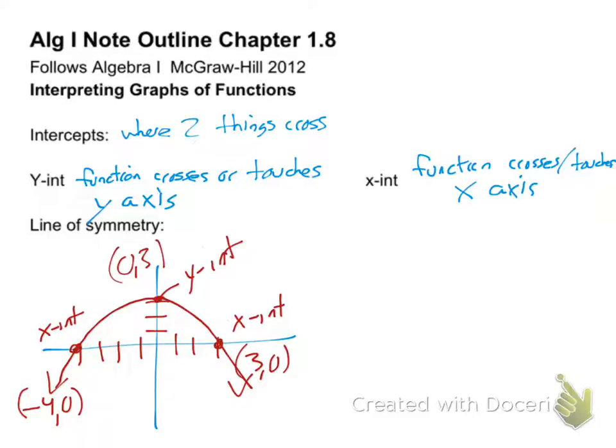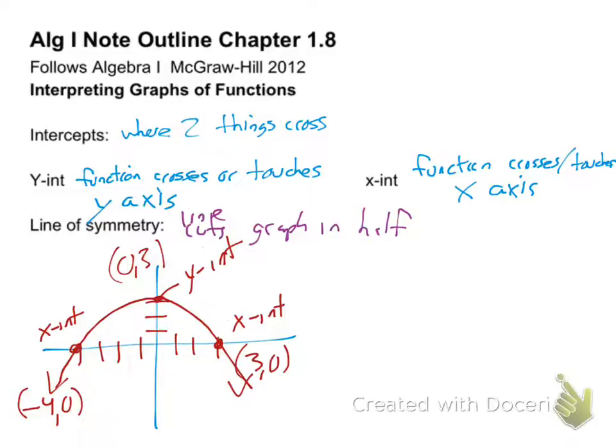We also, guys, have something called a line of symmetry. What does it mean to have symmetry? Yes, when both sides are equal. So the line of symmetry would be the line that cuts it in half. So a line of symmetry, we'll say, is a line that cuts a graph in half.